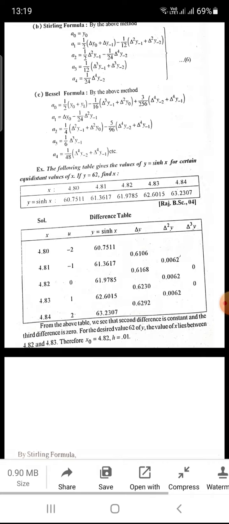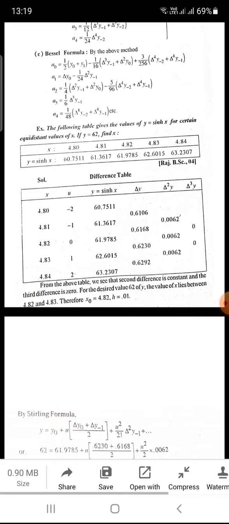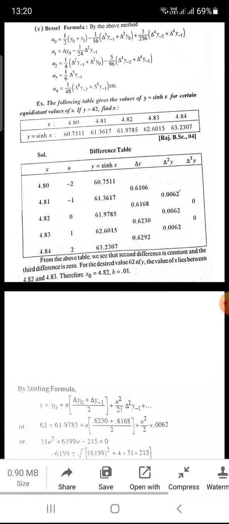Now we will see one example. The example is: the following table gives the value of y is equal to hyperbolic sin x for certain equidistant values of x. So if y is equal to 62, find x. Now the table is given as x, value of x and value of y. y means hyperbolic sin x.